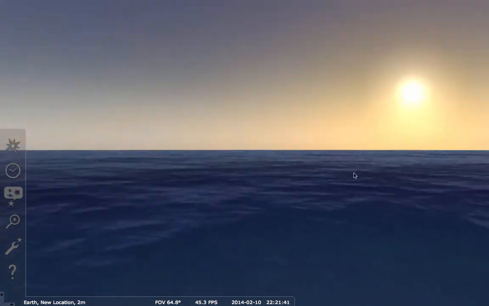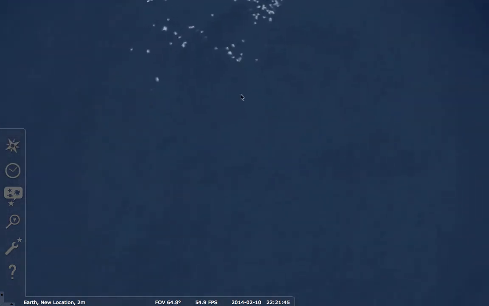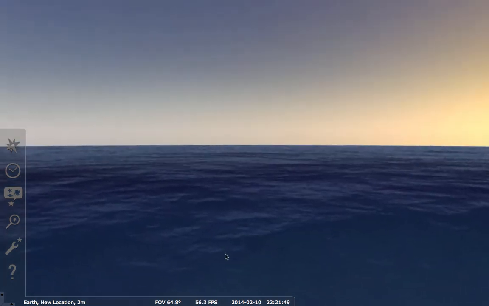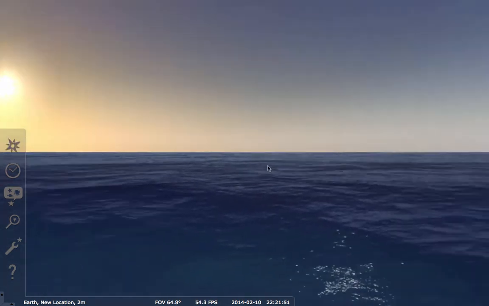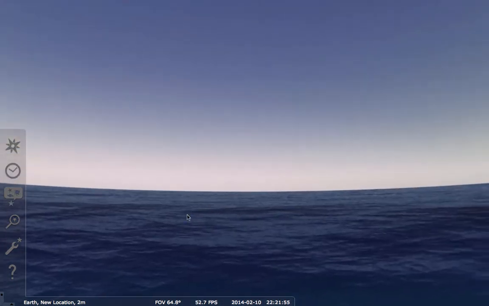I'm on the ocean in a boat. Actually, there's no boat down here, but pretend I'm in a boat. And all I've got is the sun. There's the sun over there. And looking around the horizon, nothing else in the sky.